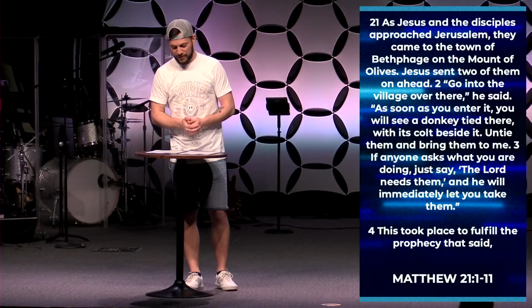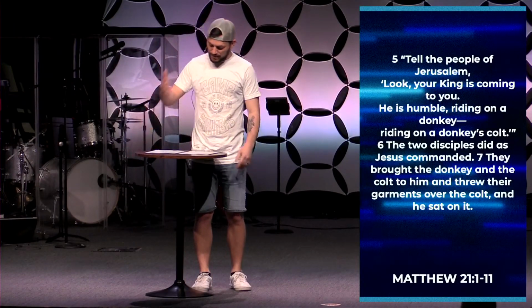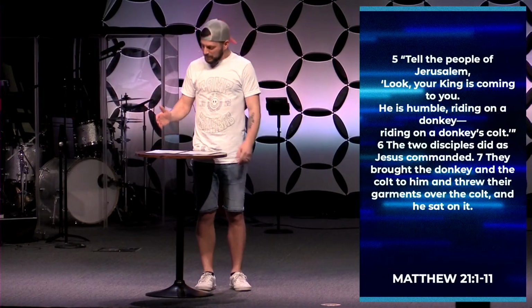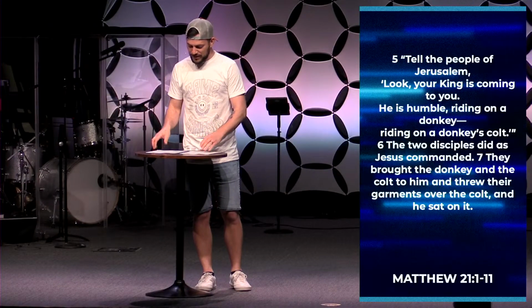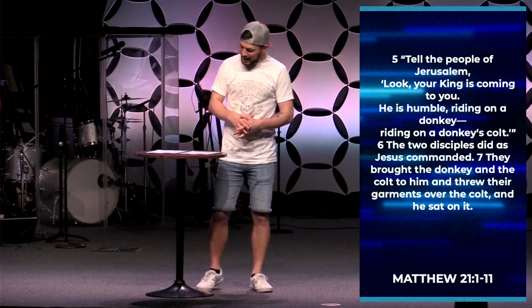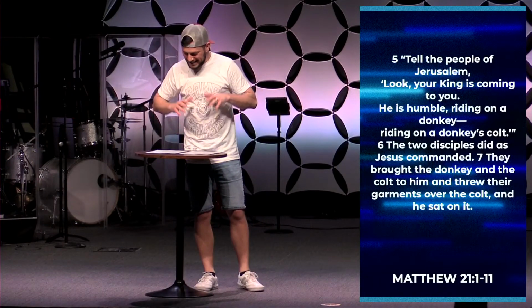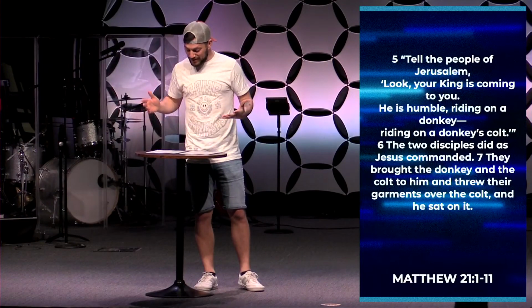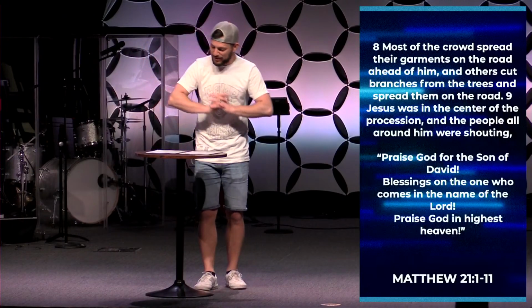This took place to fulfill the prophecy that said, tell the people of Jerusalem, look, your king is coming to you. He is humble, riding on a donkey's colt. The two disciples did as Jesus commanded, and they brought the donkey and the colt to him and threw their garments over the colt, and he sat on it. Most of the crowd spread their garments on the road ahead of him, and the others cut branches from the trees and spread them on the road.